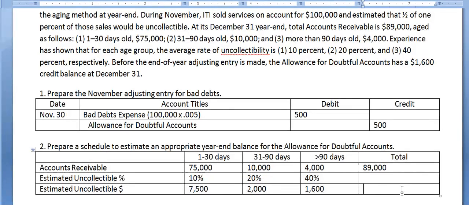7,500 plus 2,000 plus 1,600 equals $11,100. We think we will not collect $11,100 of the $89,000 that is owed to us. So $11,100 is the desired balance in the allowance for doubtful accounts.